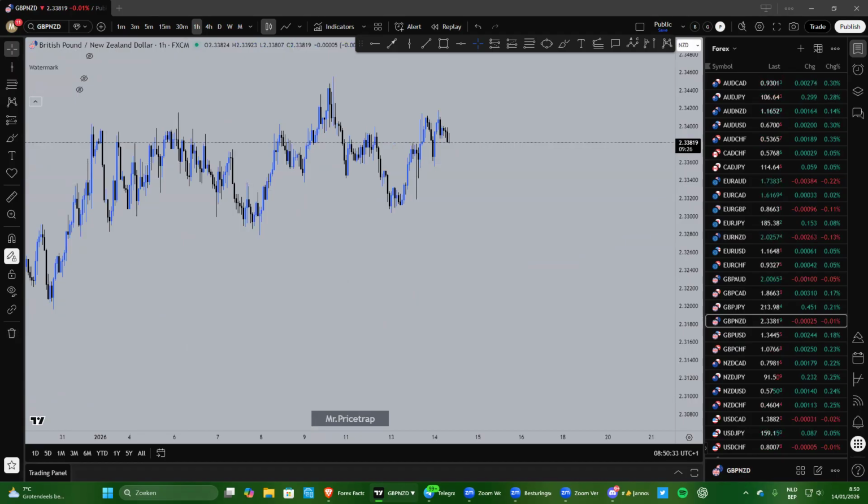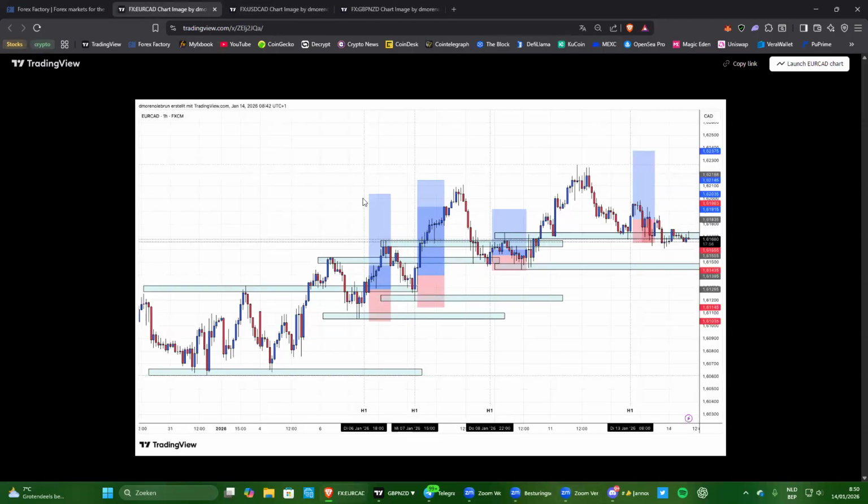Okay. Let me now check these three. Euro Canadian. Look at that. Look at that. And then you have stop loss. But look, one, two, three. Three take profits and then a stop loss. Would you be mad? Would you be like, oh, I have a stop loss? No, you wouldn't be mad, right?